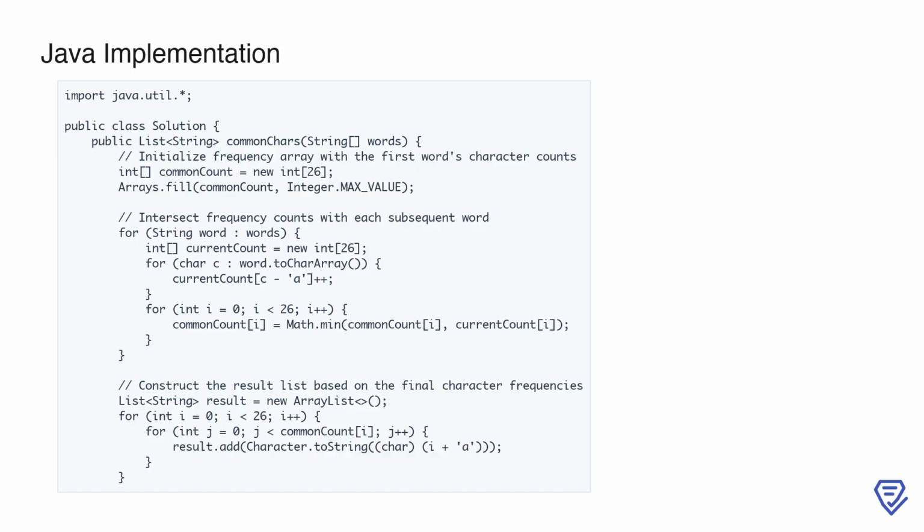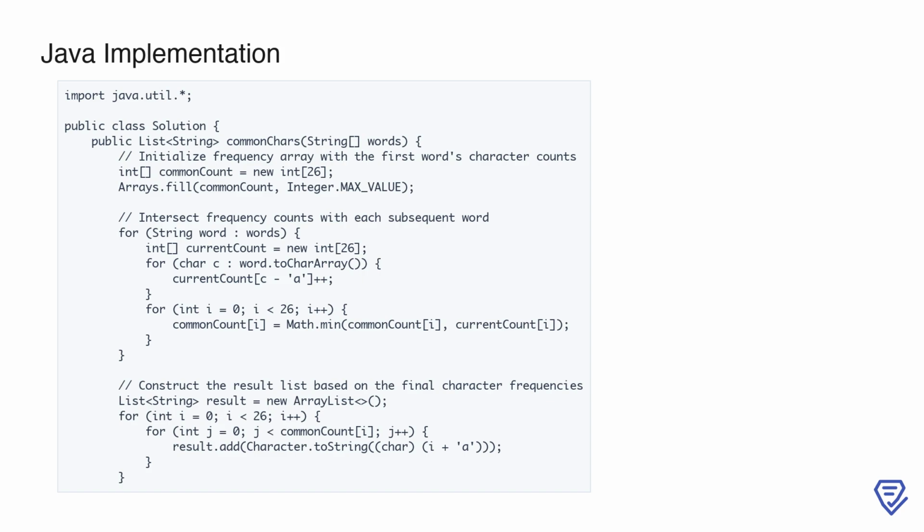Here, we begin by importing the necessary libraries and defining our class and method. The goal is to identify the characters that are common across all the words in the given array. To do this, we initialize an array called commonCount to keep track of the minimum frequency of each letter across all words. This array is filled with the maximum possible value initially, ensuring that any comparison will reduce it to the actual frequency. Next, we loop through each word in the input array.